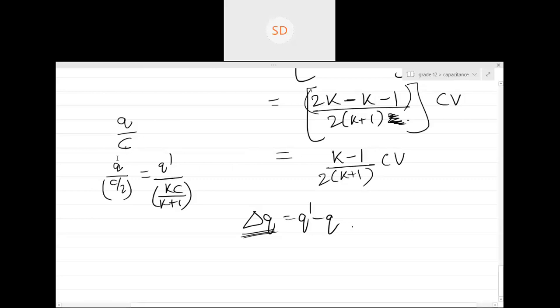For example, was Q given to me in the question? No. C and V were given. So that's why my answer is in terms of C and V. Okay, sir. Now, what is the next question, guys?